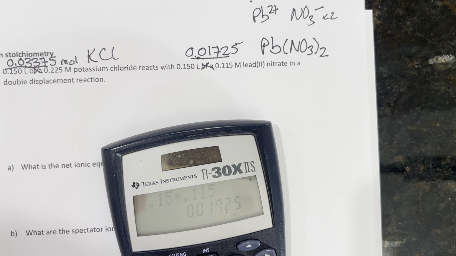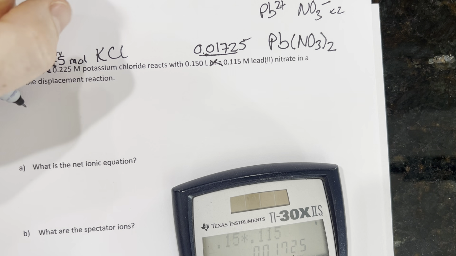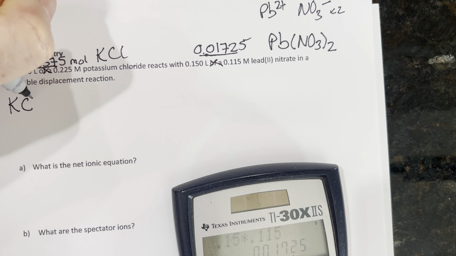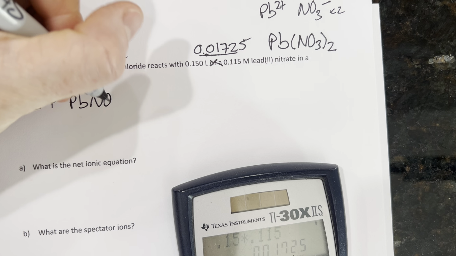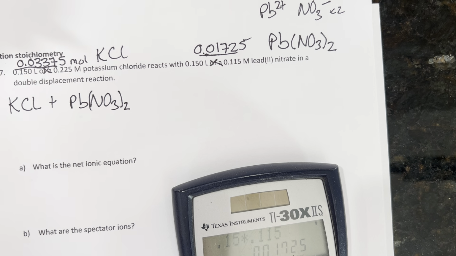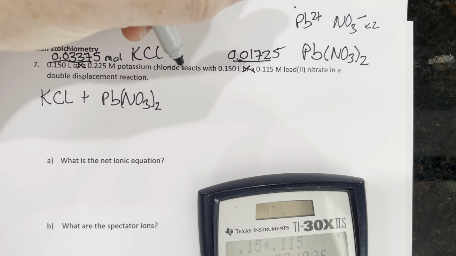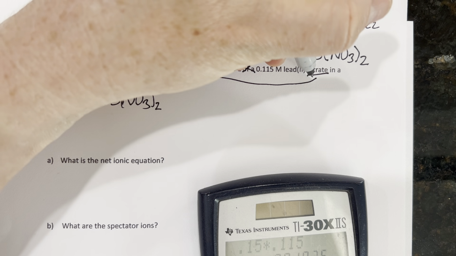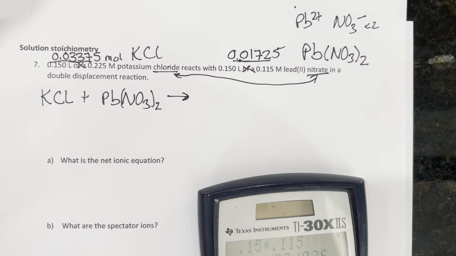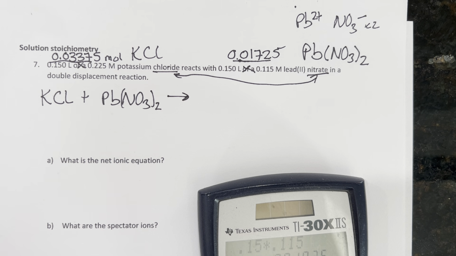Now it says they react in a double displacement reaction. So the actual reaction for the double displacement would be KCl plus Pb(NO3)2. Now if you remember, essentially in a double displacement reaction, just these things are going to switch. So it's potassium chloride and lead 2 nitrate will make potassium nitrate and lead 2 chloride.